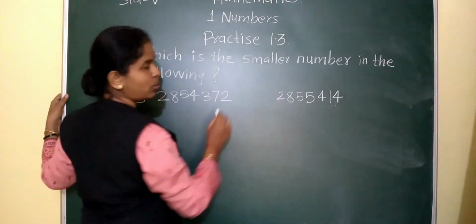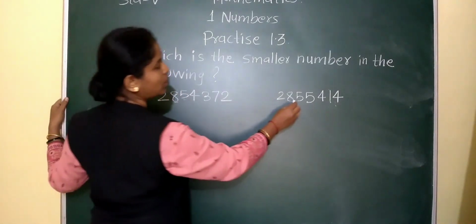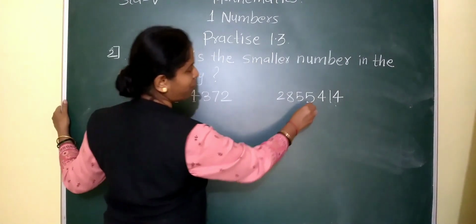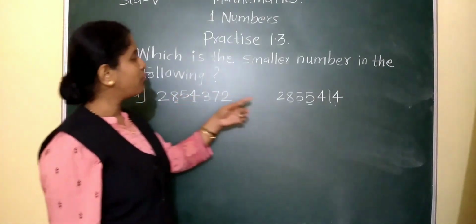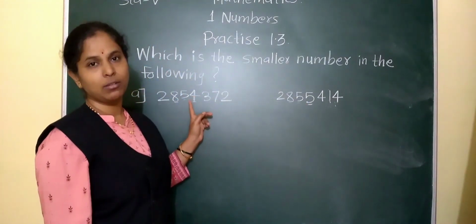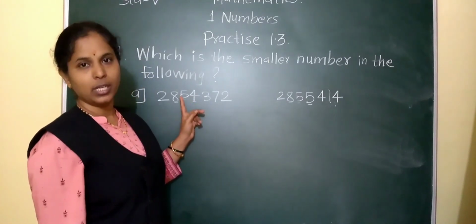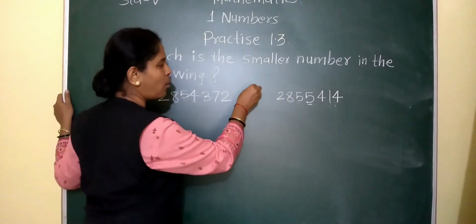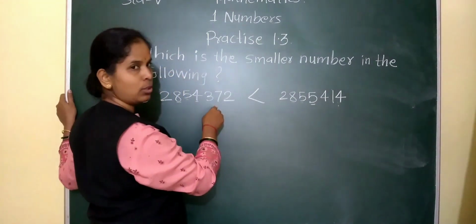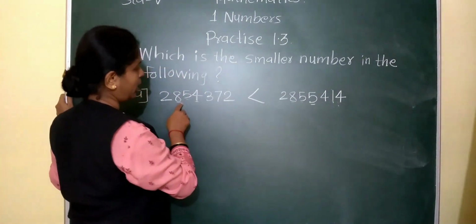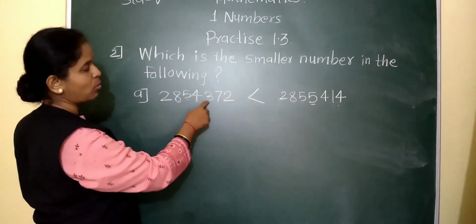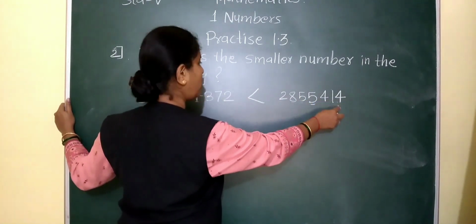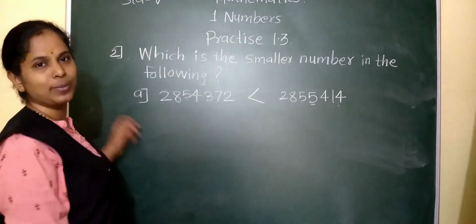Here next digit, 8. Here also 8. Can't compare. Here 5. Here also 5. Again. Now, next digit, here is 4 and here is 5. Understood? So, which is the smallest one? 4 is the smallest one. So, this number is smaller than this. Then how to write? This is the smaller number, no? So, we can write 28,54,372 is smaller than 28,55,414. In this way we have to compare.